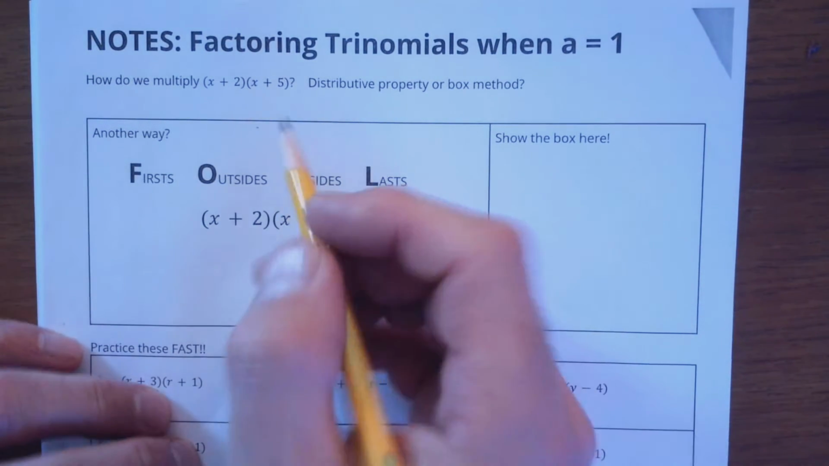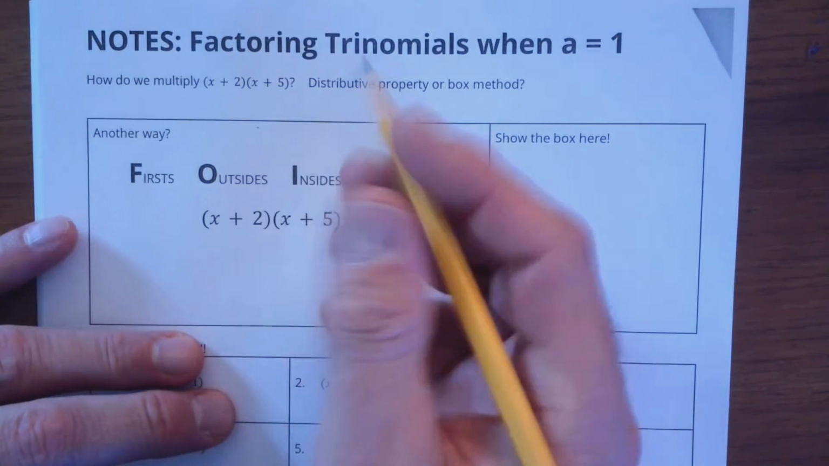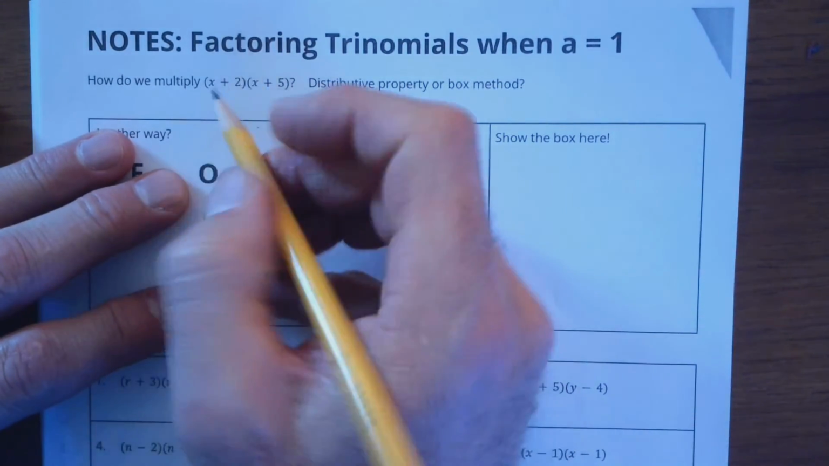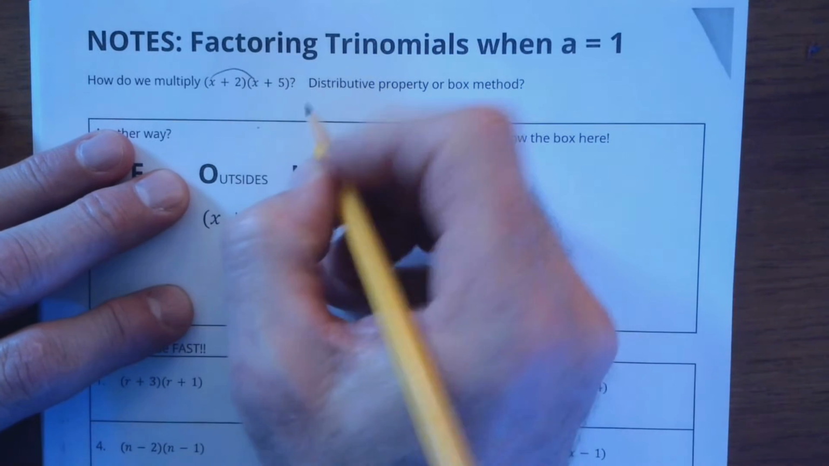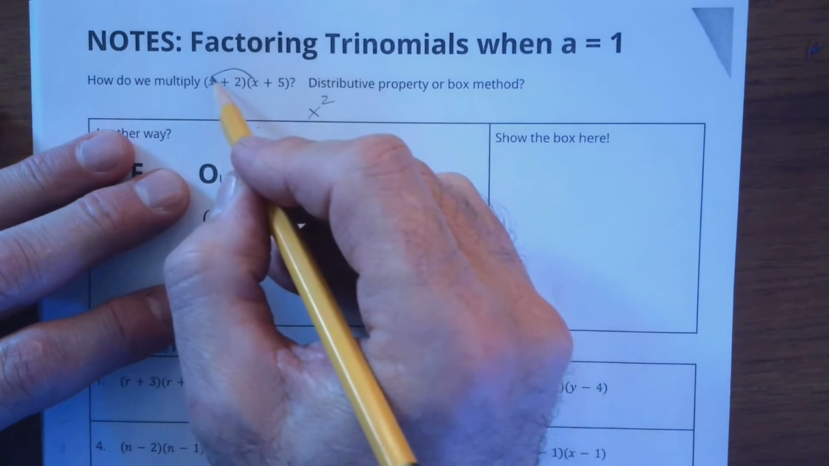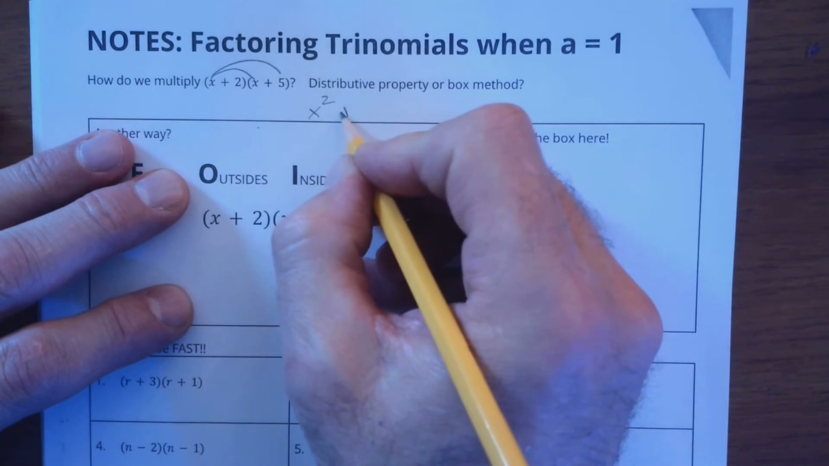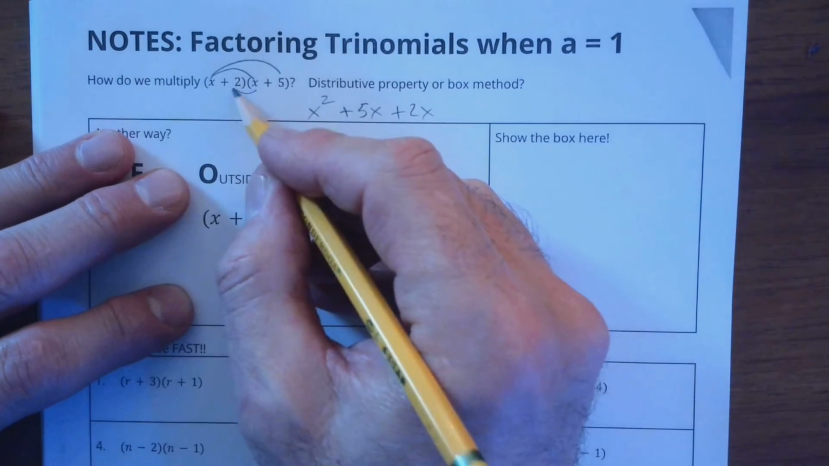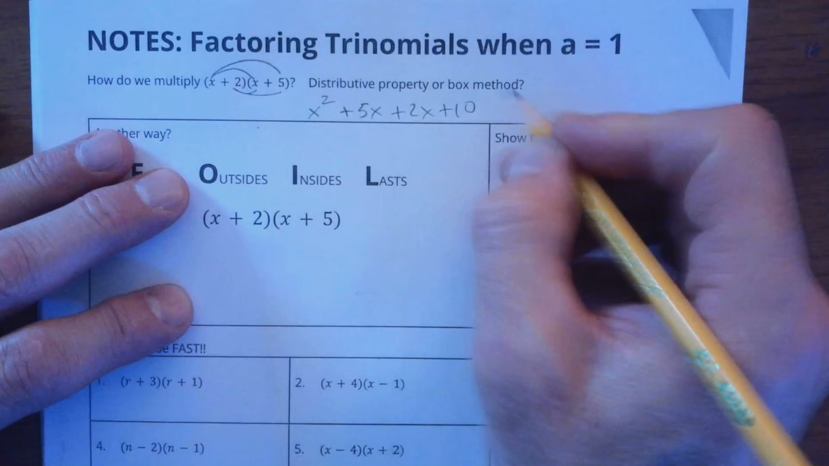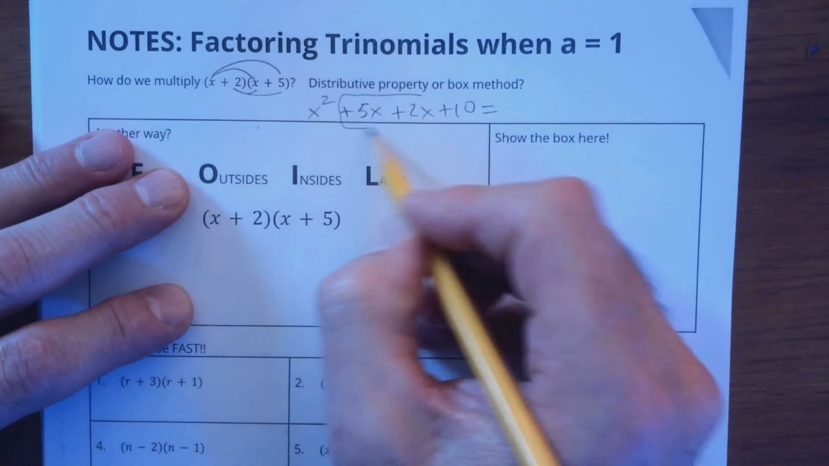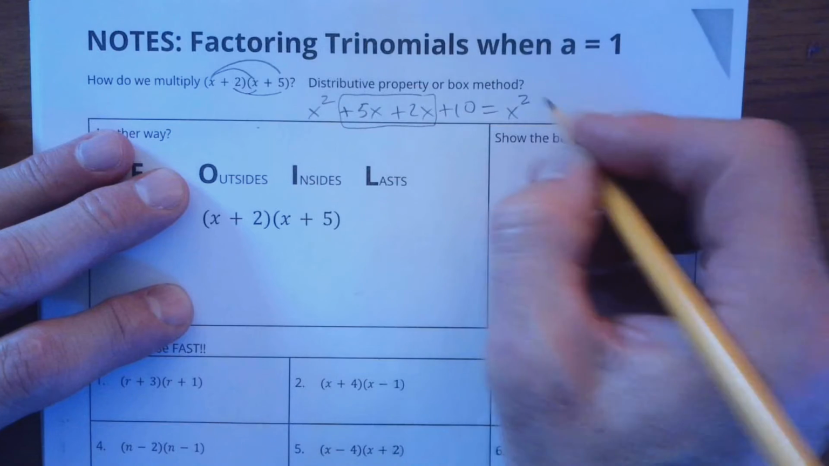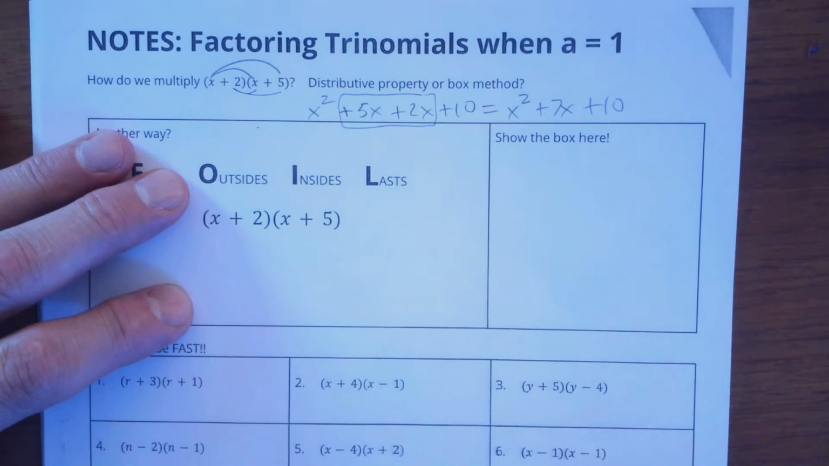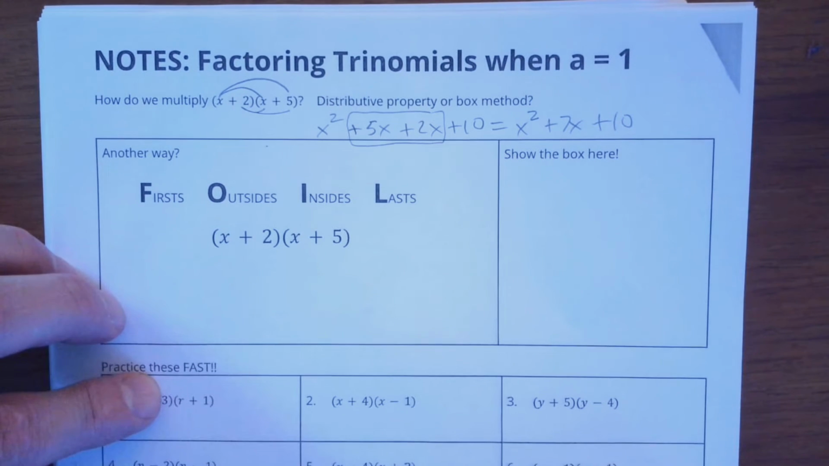So, I'm going to show you a couple of ways, and I'm going to start up here at the top. The distributive property says that we would do x times x is x squared, and x times 5 is 5x, and 2 times x is 2x, and 2 times 5 is 10, and then we combine the like terms and get x squared plus 7x plus 10. So that's what we have talked about in previous days.